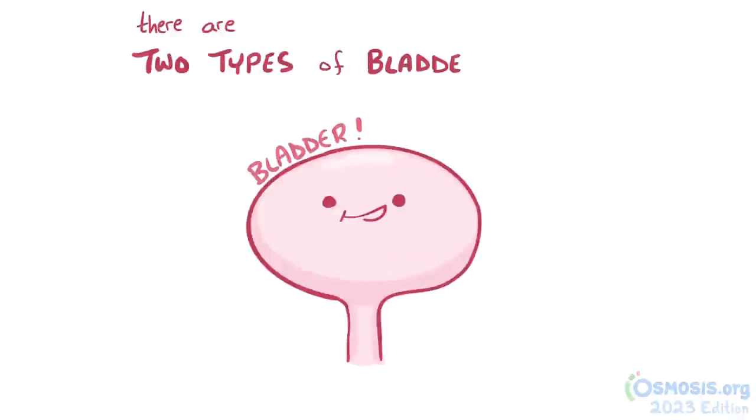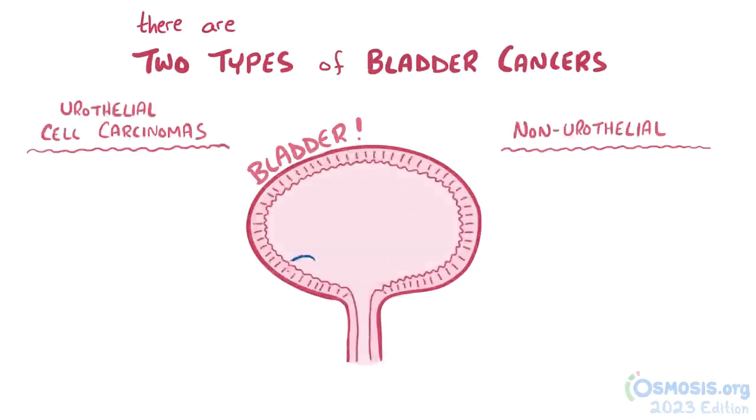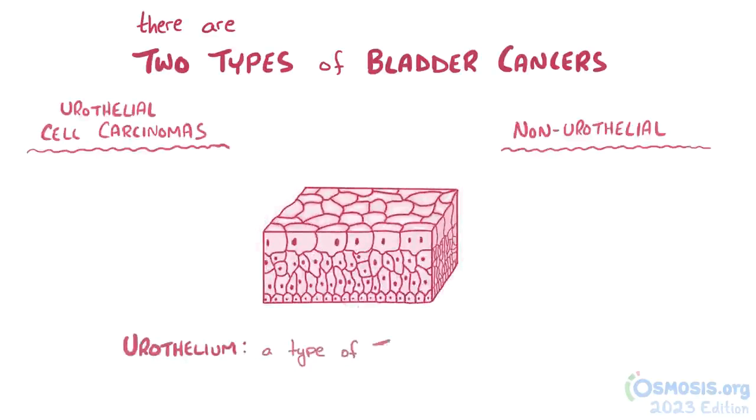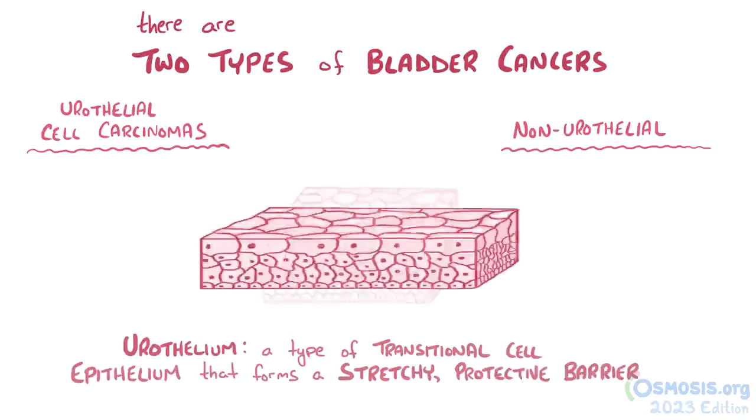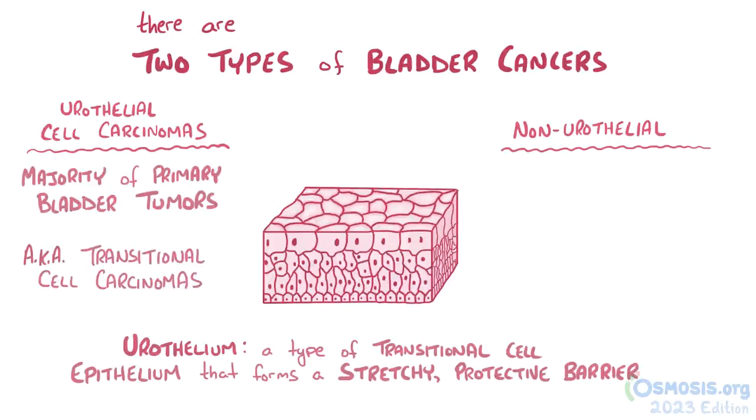There are two types of bladder cancers: urothelial and non-urothelial types. The urothelium is a special type of transitional cell epithelium that forms a stretchy, protective barrier in the bladder. The majority of primary bladder tumors are urothelial cell carcinomas, also known as transitional cell carcinomas, that obviously originate from the urothelium.